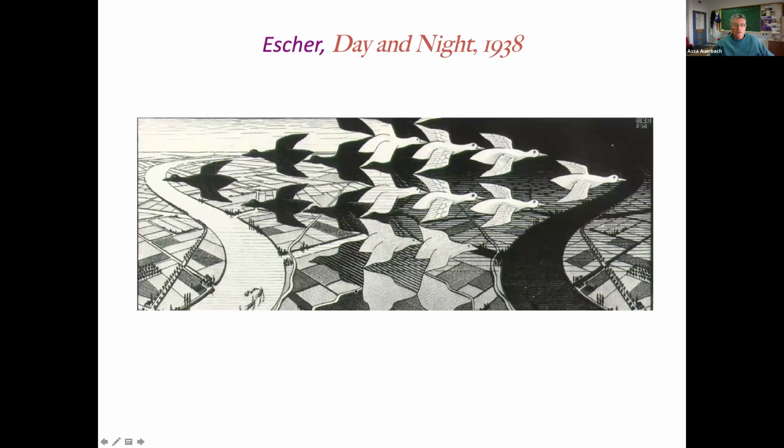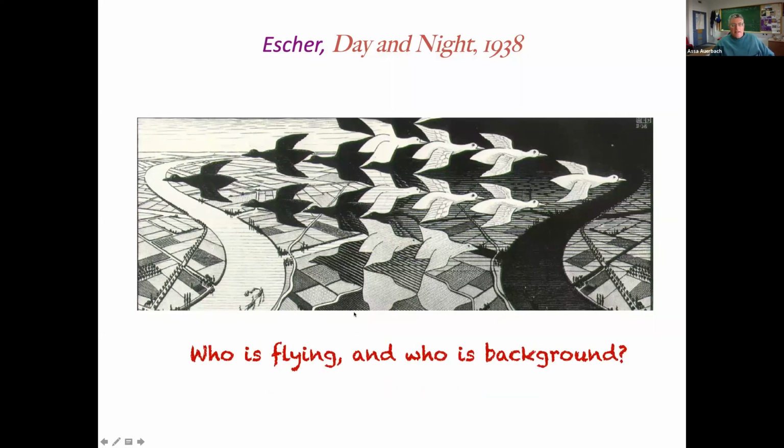So this is an illustration of what I mean by not knowing what is moving. In this case, are the white birds flying, or the black birds, which are the shadows of the white birds, flying, and so on. But the analogy is very loose. Okay.